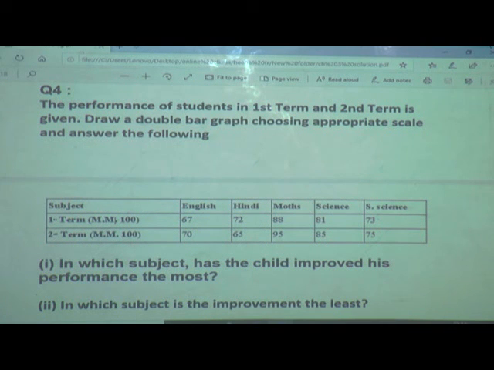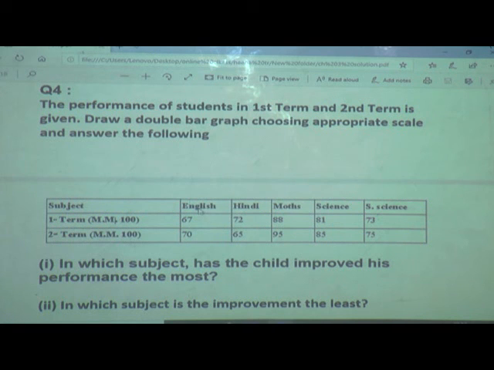The performance of students in the first term and the second term is given. Your class teacher also compares the performance of a student in the first term and the second term. How is your progress in the first term and the second term? Draw a bar graph choosing an appropriate scale and answer the following questions.